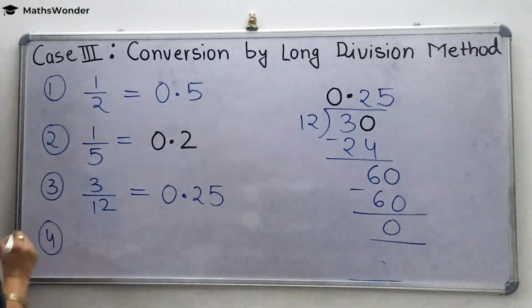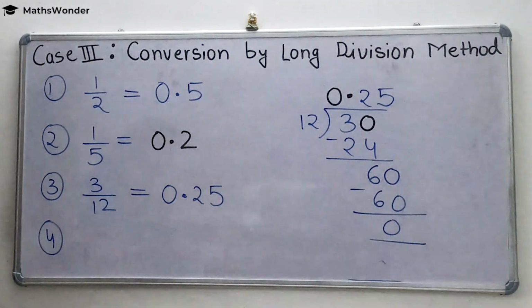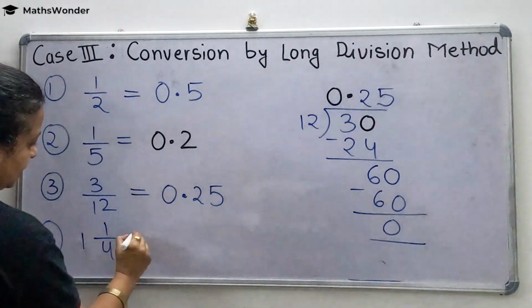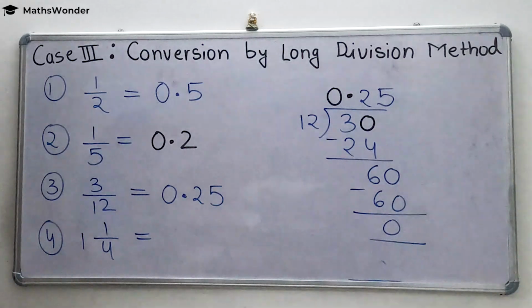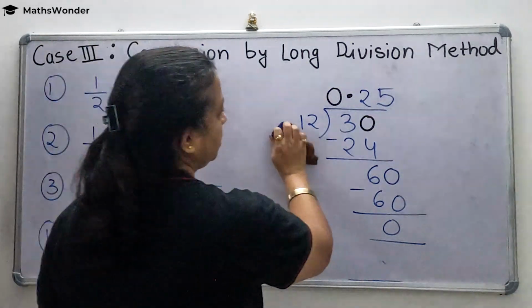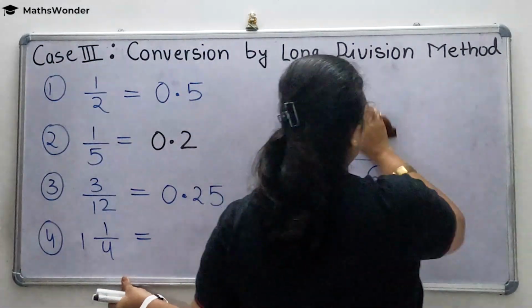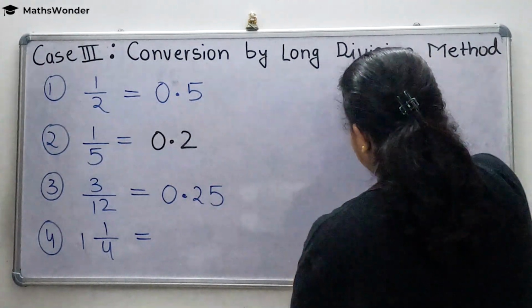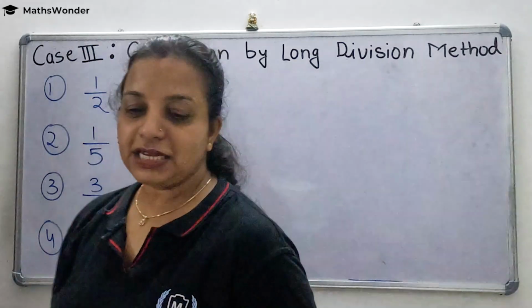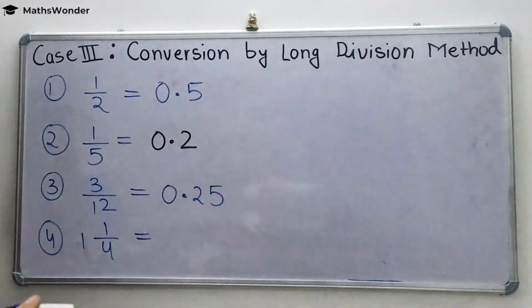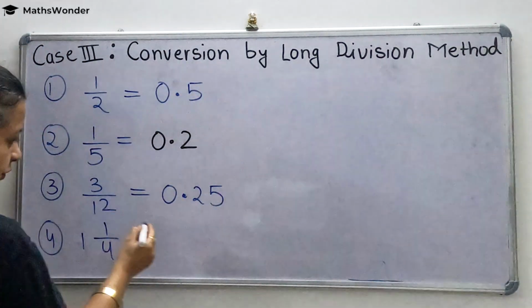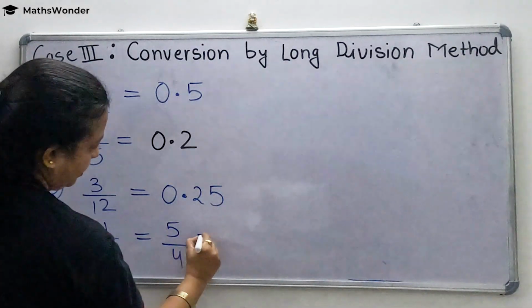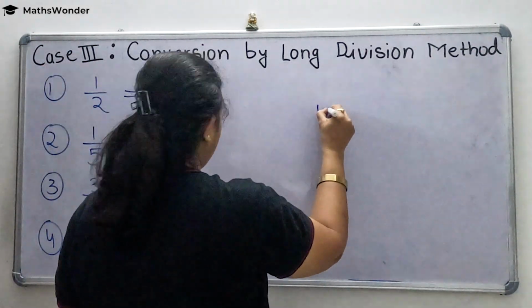Take one more example based on fraction into decimal by the long division method. Suppose the question is 1 1/4. This is a mixed fraction. How will you convert it? You first convert it into an improper fraction, then you do it. So it will become 5 over 4. Now do it by the long division method.